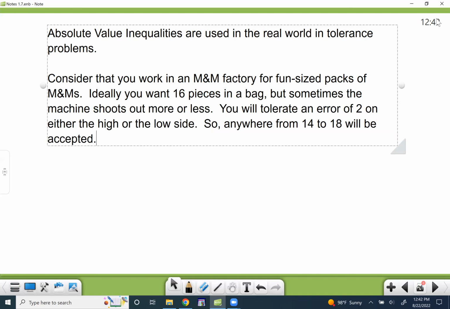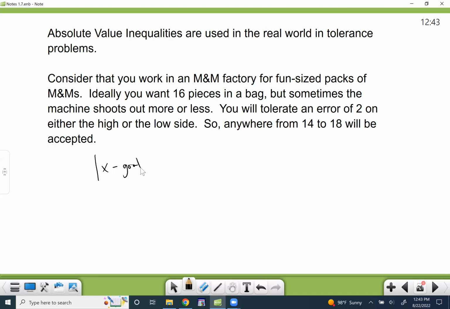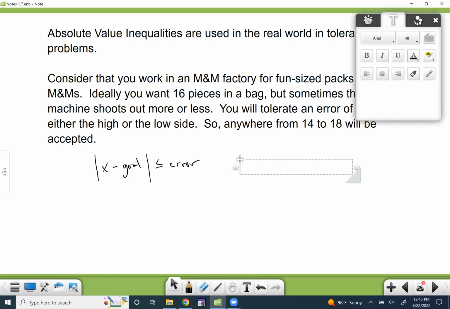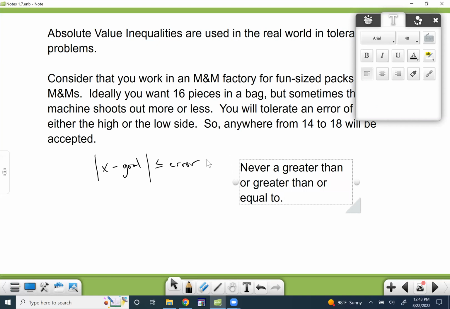All right, so how we tend to write that with these absolute value inequalities is we have an absolute value of x minus the goal, the desired amount. And that's less than or equal to the error. It's always a less than sign, okay? It might be less than or equal to, but it's always a less than. So never a greater than or greater than or equal to. Always less.